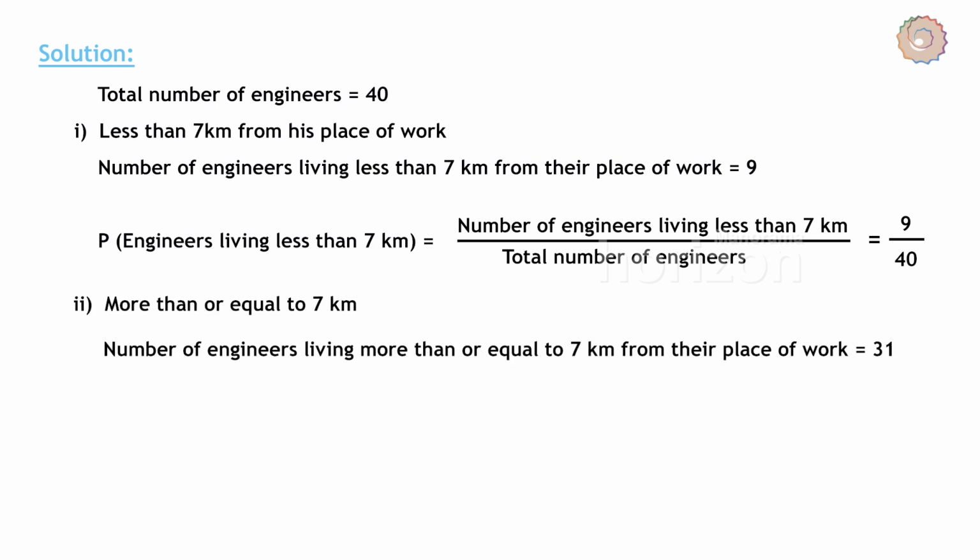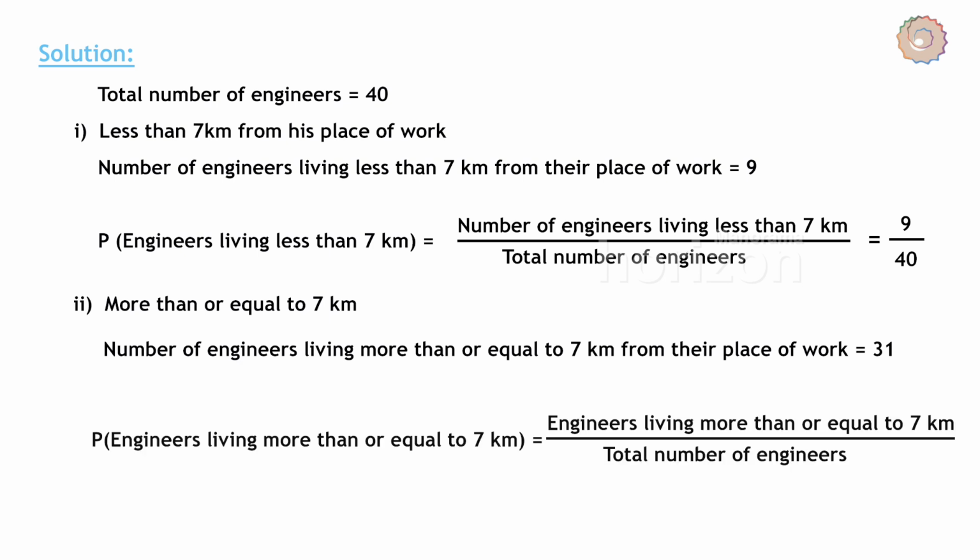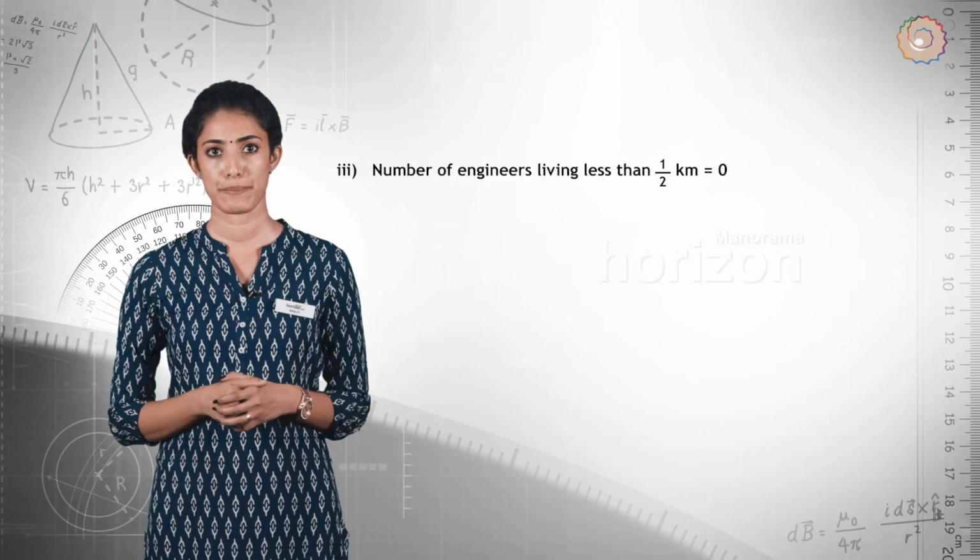And the next question is to find the number of engineers living more than or equal to 7 km from their place of work, which is equal to 31. Note that we consider 7 km, as the question says equal to and more than. Therefore, the probability is the number of engineers living more than or equal to 7 km divided by the total number of engineers, which is equal to 31 on 40.